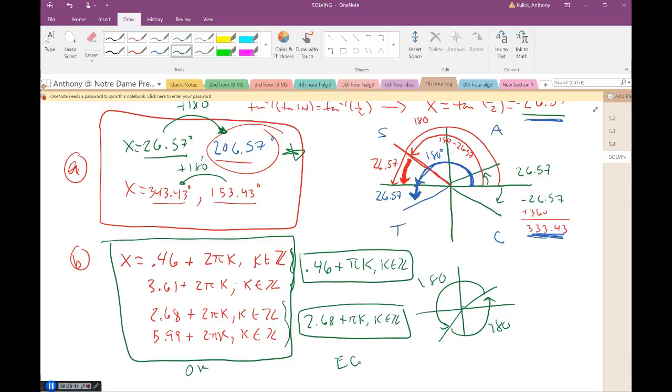In the green? So all I did was take this answer and convert it to radians by multiplying by pi over 180. So that's where all those decimals came from. It's just converting my answers in part A into radians and then tacking on the plus 2 pi k at the end, since we wanted all the solutions in radians for part B. Okay with that, Julia? Okay.